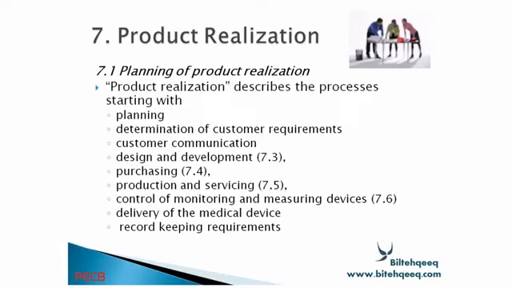The next section is the product realization, and product realization is starting with 7.1, planning of the product realization. Product realization describes the process starting with planning, determination of customer requirements, customer communication, design and development, purchasing, production and servicing, control of monitoring and measuring devices, delivery of the medical device, record keeping requirements. And now we will go through all these elements step by step.